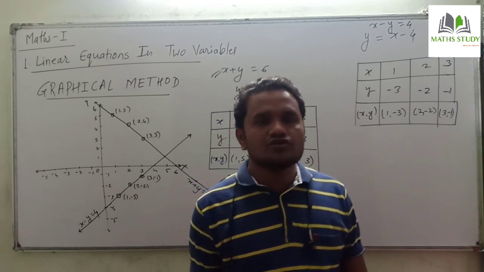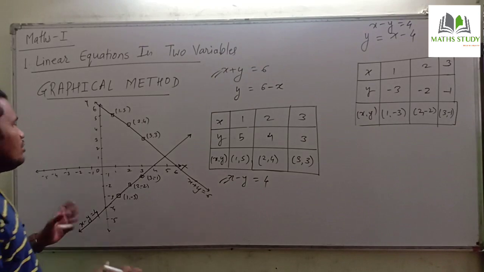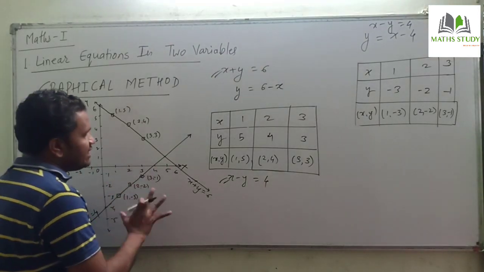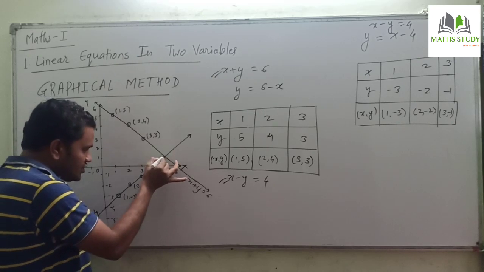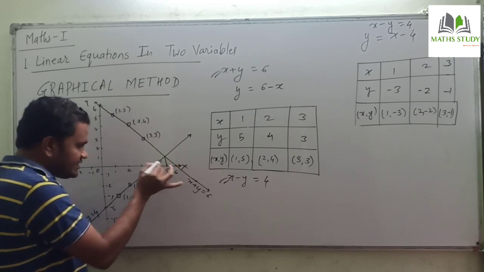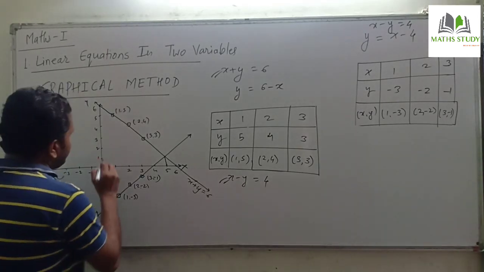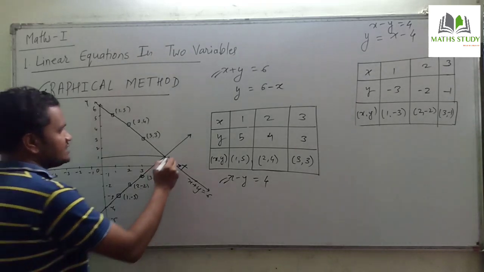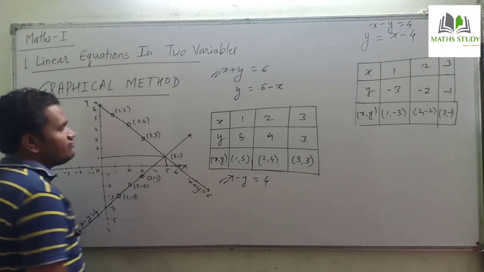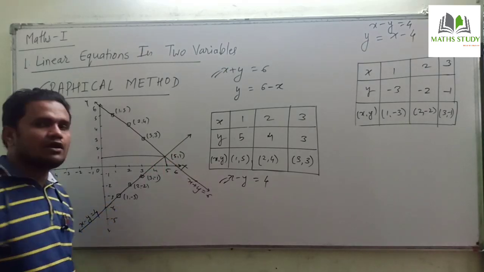Now, how to find the solution? To find the solution, we have to check the point where our lines are intersecting. Here our lines are intersecting at this point. This point on the x-axis touches 5 and on the y-axis touches 1. It means the solution is 5, 1. The solution is 5, 1.